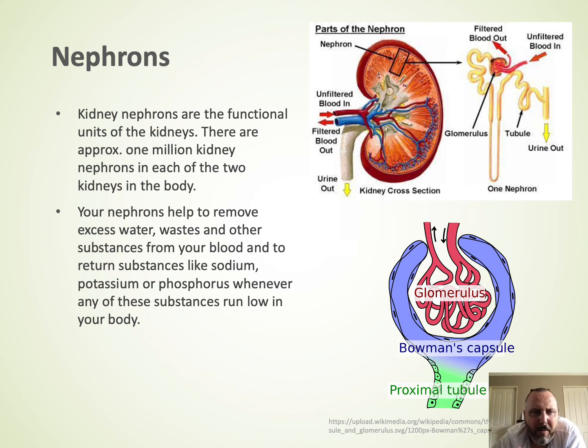Okay, so they help to remove excess water, waste, and other substances from your blood, and they can help return substances like sodium, potassium, and phosphorus whenever they're running low. So there's a chance when things are processed in the kidneys, when blood's filtered. It's filtered here at what's called the glomerulus. There is then a second chance in these tubules down here for your body to reabsorb things that it needs.